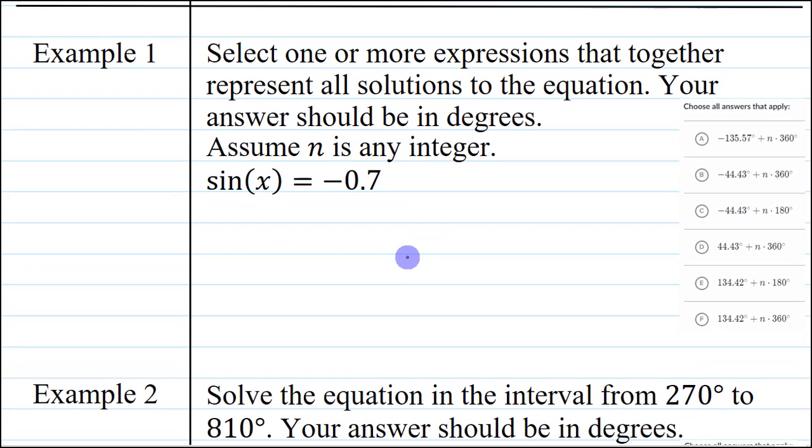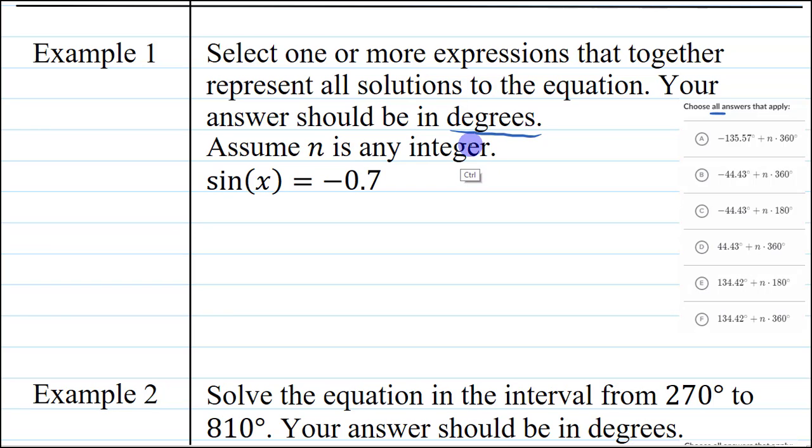Example 1. All right, so reading the instructions is pretty key here. We're selecting one or more expressions. We're choosing all answers that apply. So you can select A and B, A, B, and C. It can be multiple answers. And the other key part here is we are in degrees. It'll always tell you if you're in degrees or radians.